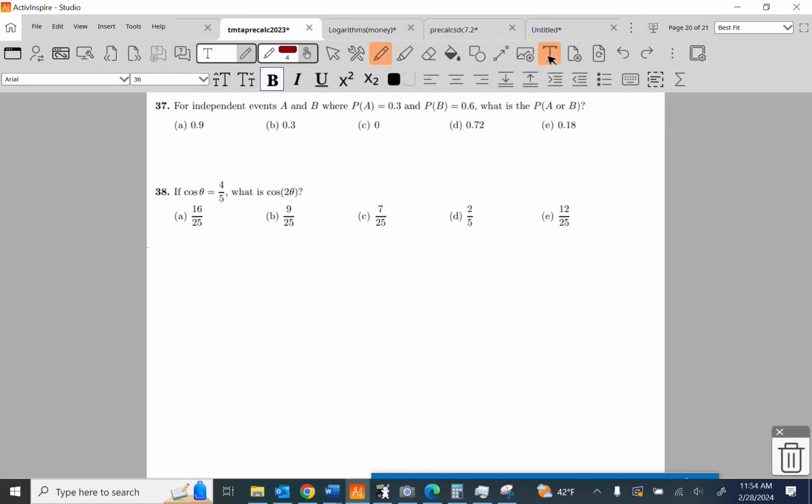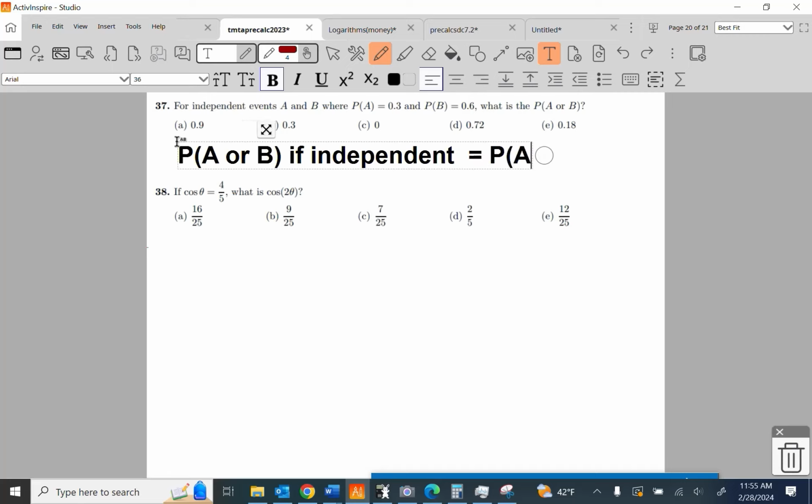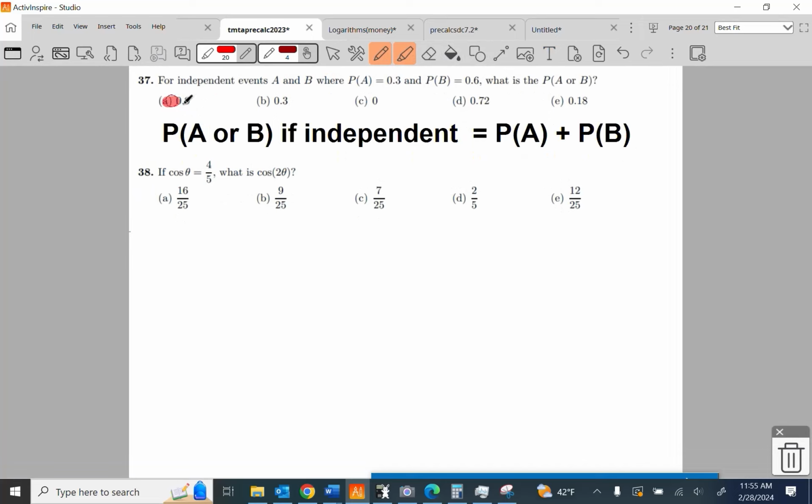For dependent events, hey, cool, you guys actually had this. For independent events, where the probability of A is 0.3 and the probability of B is 0.6, I have no idea why this question's on here. But the probability of A or B, and this is if independent, is the probability of A plus the probability of B, which, if I take 0.3 and 0.6 and put them together, I get 0.9.